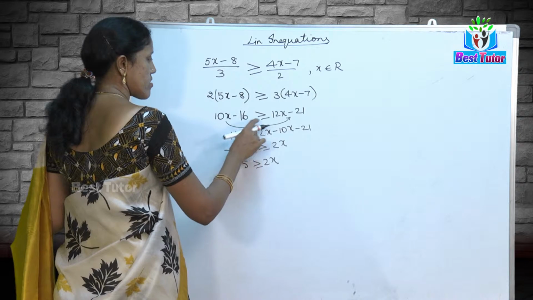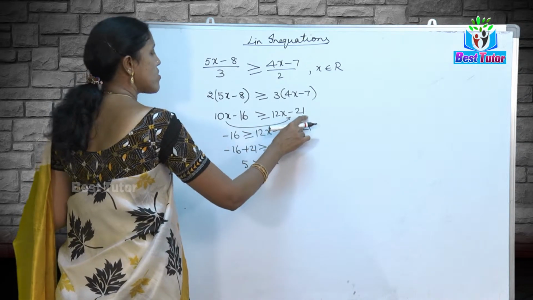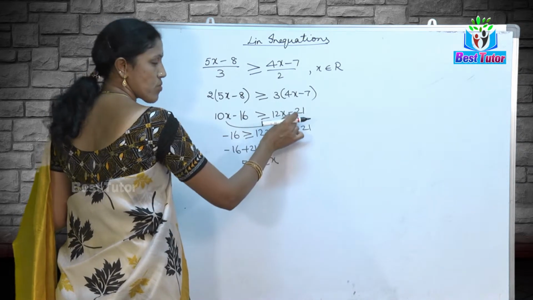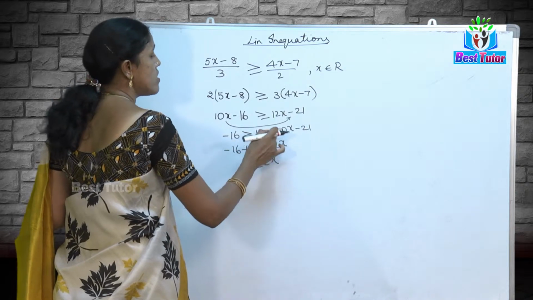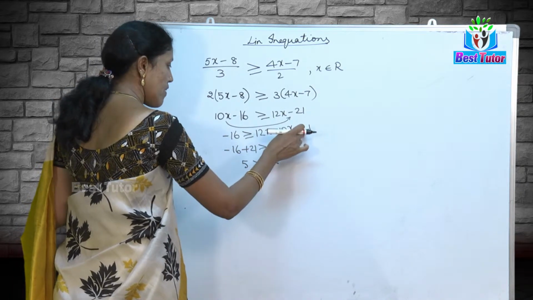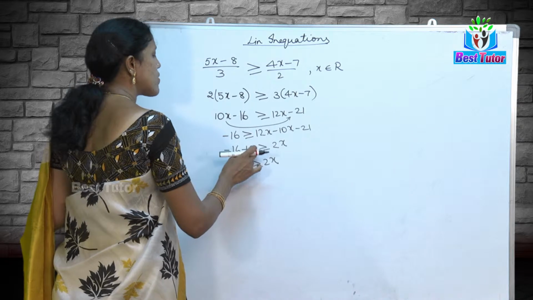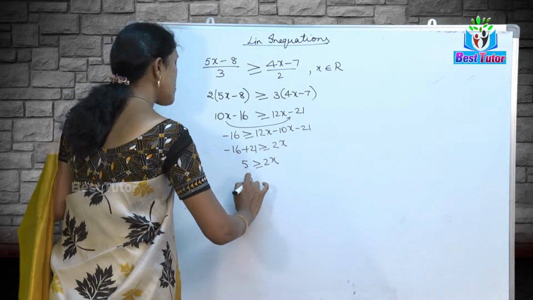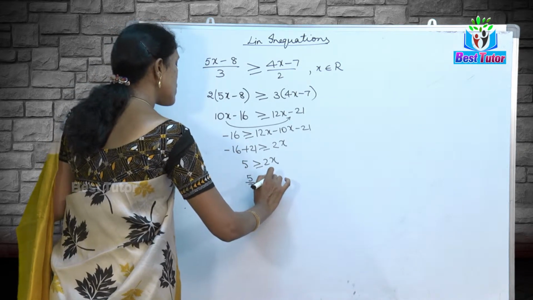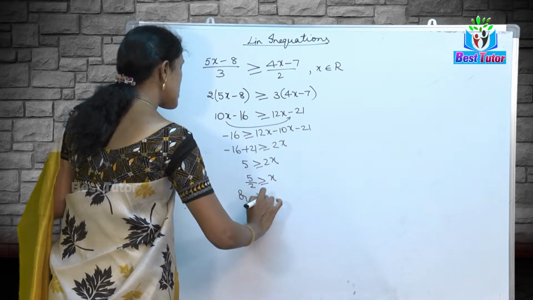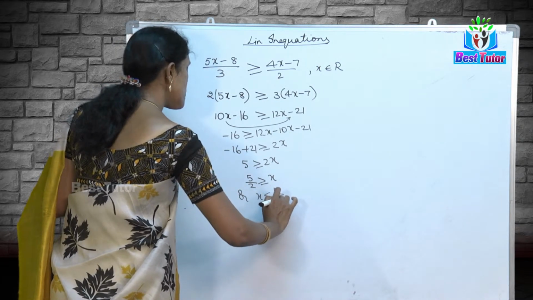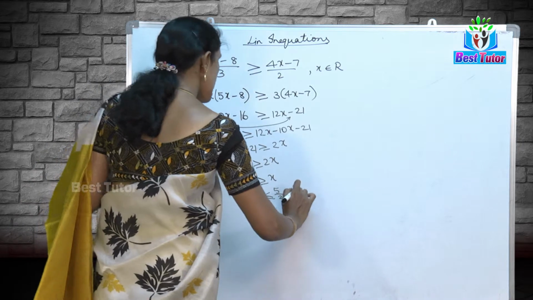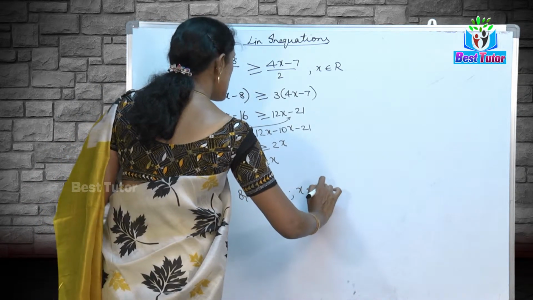10x minus 16 is greater than or equal to 12x minus 21. This 10x was transposed to the other side of the inequation. So 12x minus 10x is 2x. This minus 21 was brought this side. 21 minus 16 is 5. So 5 by 2 is greater than or equal to x, or x is less than or equal to 5 by 2. 5 by 2 is nothing but 2.5. So x is less than or equal to 2.5.